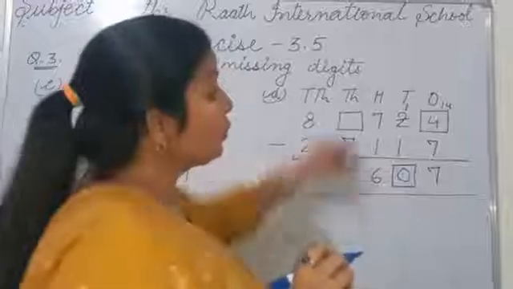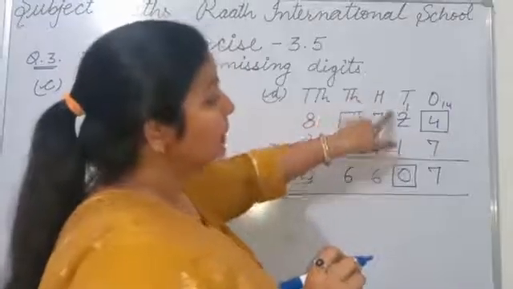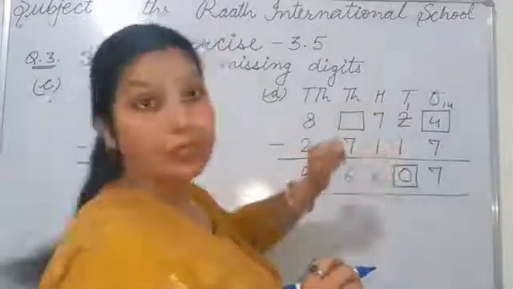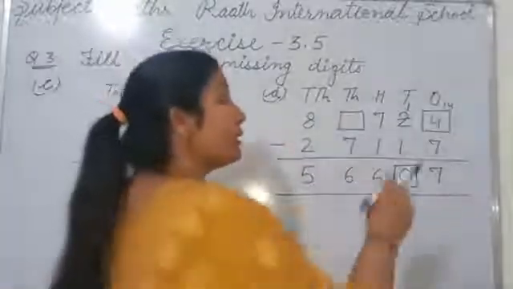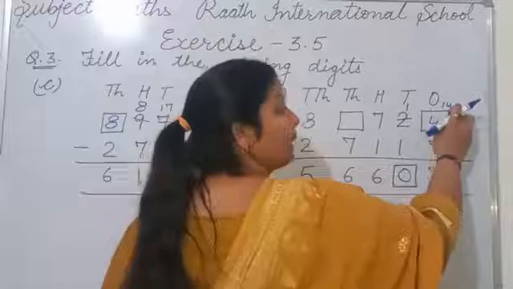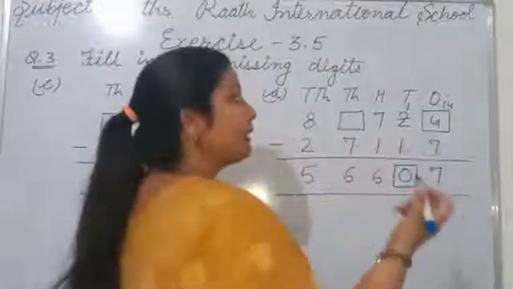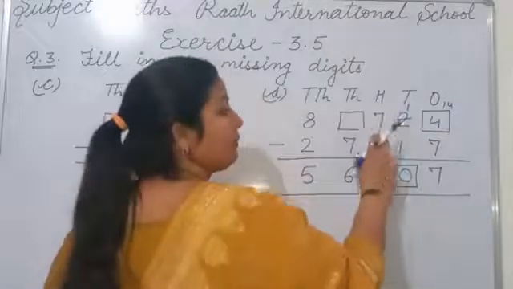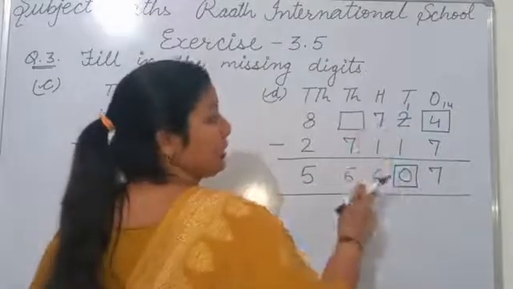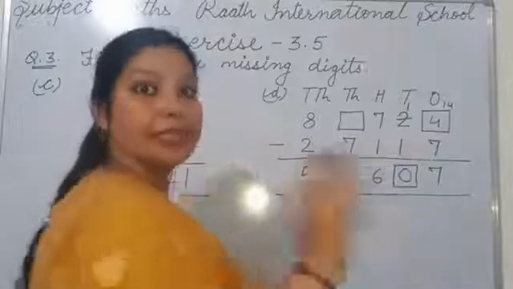If you do not show the borrowing, you do not cut it and do not write 1 here, your answer will be wrong. You would do 2 minus 1, and that is wrong, because here 14 will come. And how does 14 come? When we take borrowing. Okay. Now next is 7 minus 1, which is 6. This is correct.